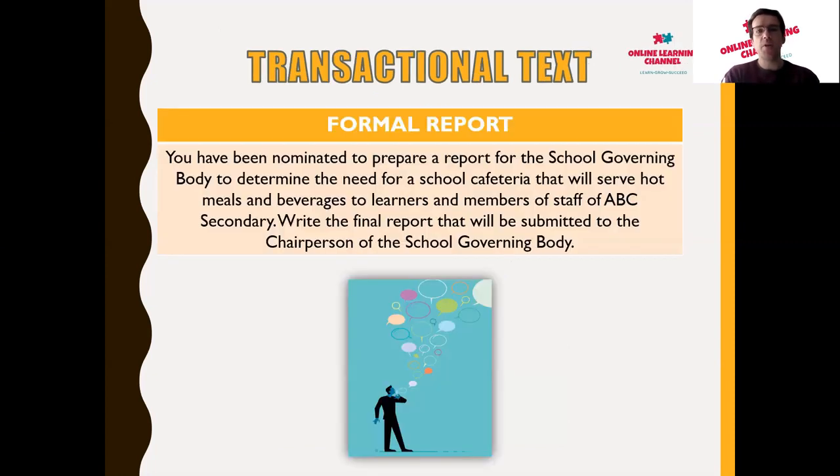Okay, so in this particular case, what I've done for you guys is I've provided an example of what a report could look like. It goes as follows. You have been nominated to prepare a report for the school governing body to determine the need for a school cafeteria that will serve hot meals and beverages to learners and members of staff of ABC Secondary. You are then to write the final report that will be submitted to the chairperson of the school governing body.